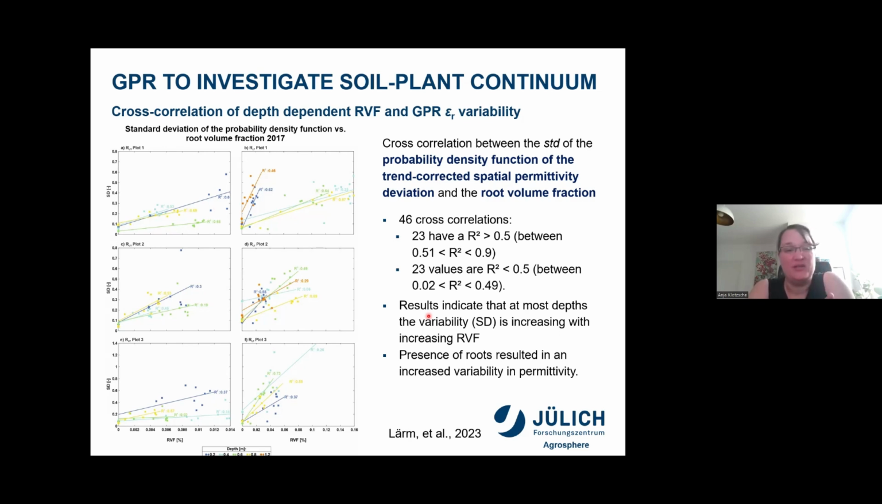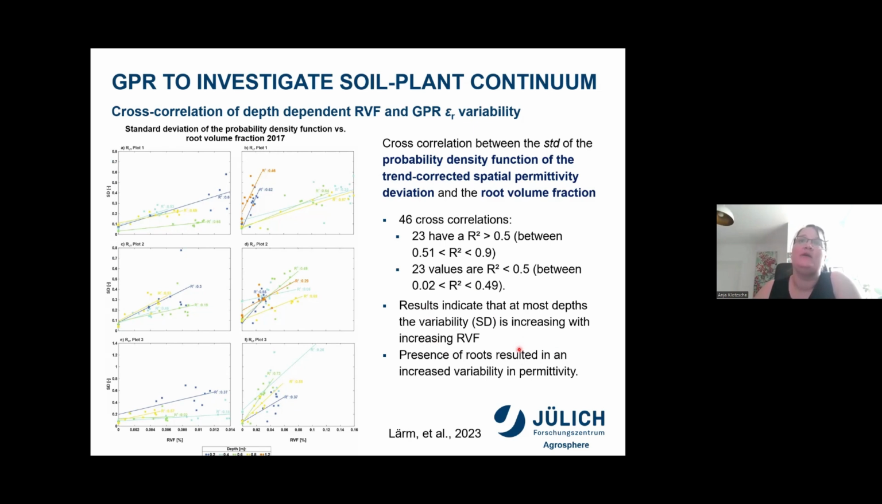So for example, not that many data points. But in the end, what we could say is that we actually have a pretty good indicator that our variability changes and the permittivity is also changing with the presence of the roots. So it goes up and down depending on how many roots we actually have. So there seems to be a clear link here that we also now in future studies want to further investigate.